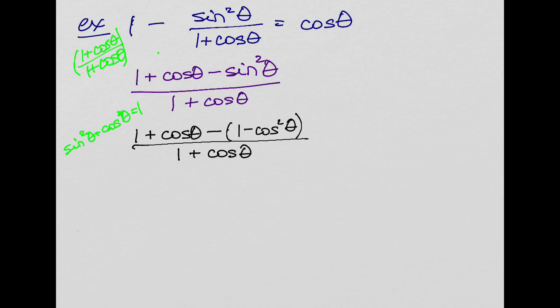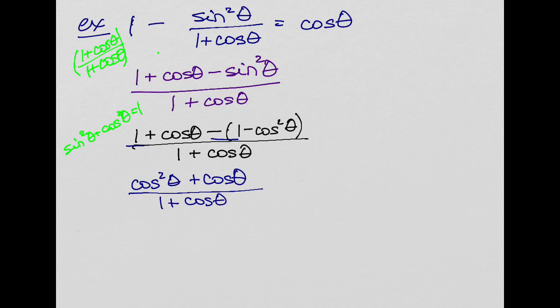Now let's go ahead and distribute that negative through and see what we have on the top. I'm going to have minus minus is plus cosine squared theta. And there's negative 1 to go with my positive 1 over here. Those are gone. Negative 1 plus 1 adds up to 0. But I do still have a cosine theta. And the denominator hasn't changed.